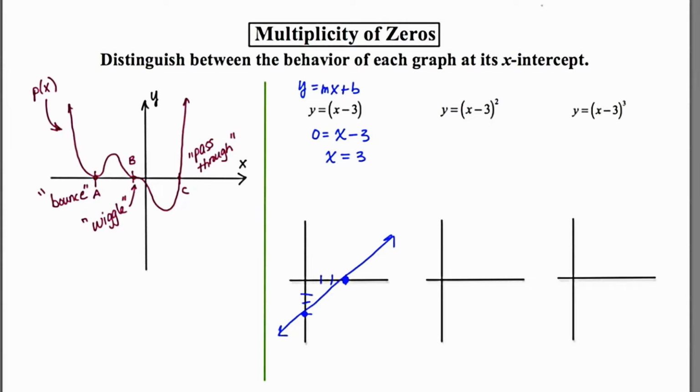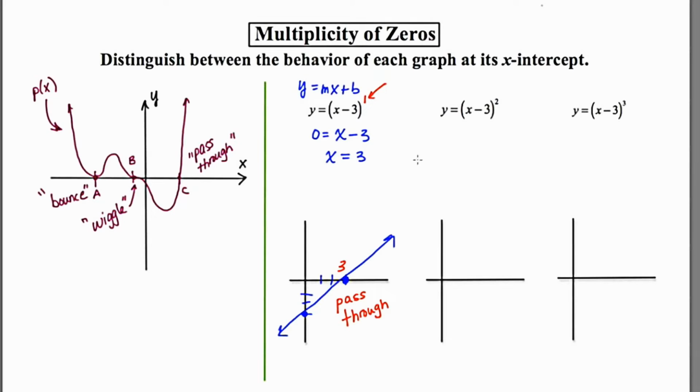Okay, so what can we take away from this? Well, first off, if we look at the three options from the graph to the left, the bounce, the wiggle, and the pass-through, this would be a case of just a pass-through. And the connection that I want you to make is this x-intercept of 3 came from this factor up here, and this factor happened one time. The fact that that's a 1 is important because the 1 correlates to a pass-through.